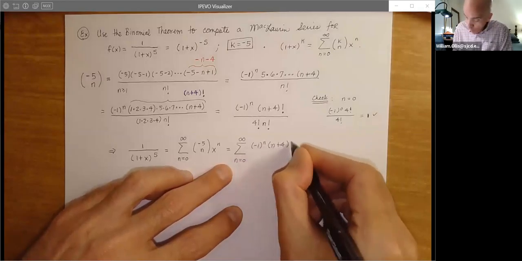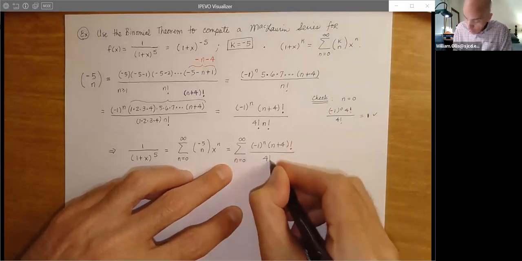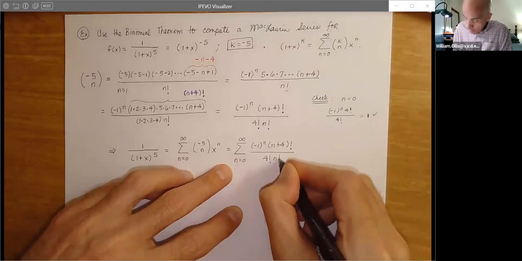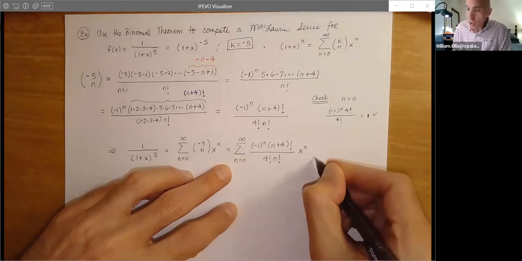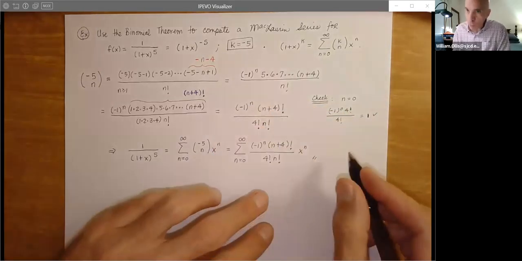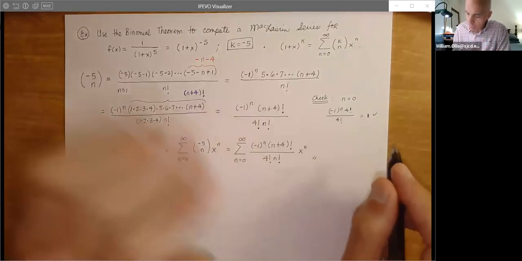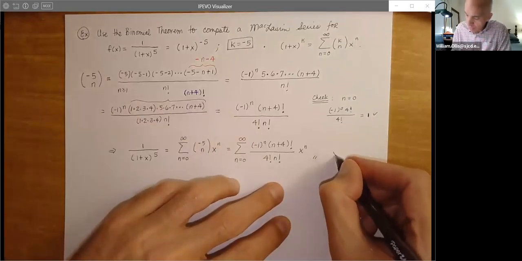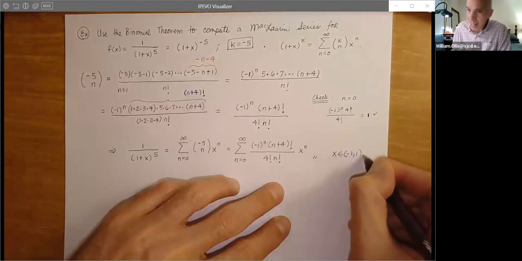So now we'll have the series n=0 to infinity, and then we can fill in our general term, the coefficient of x to the n. So we get -1 to the n, (n+4) factorial over 4 factorial times n factorial, then x to the n.